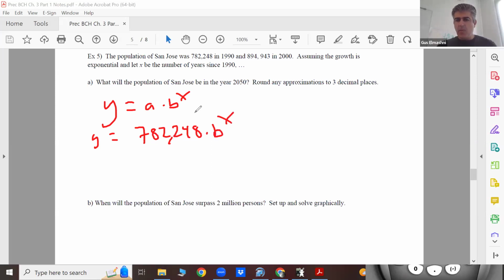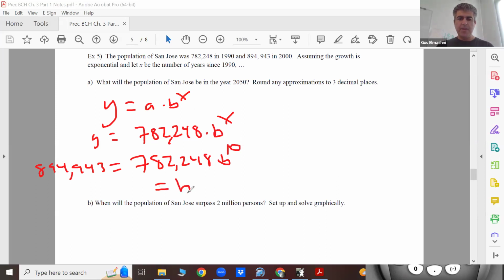Now, how am I going to solve for b? What am I going to do, guys? I would divide by y. Let's do 894,943 times b to what power, guys? 10, perfect. So b to the 10th equals that quotient, whatever that is.